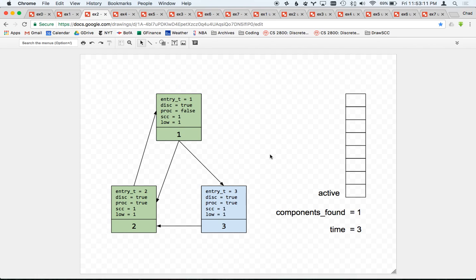And now I'm done with the algorithm. Mark this one processed just for fun. Okay. And we're done with the algorithm. We found that all of these vertices are in fact in the same strongly connected component. There is only one of them.